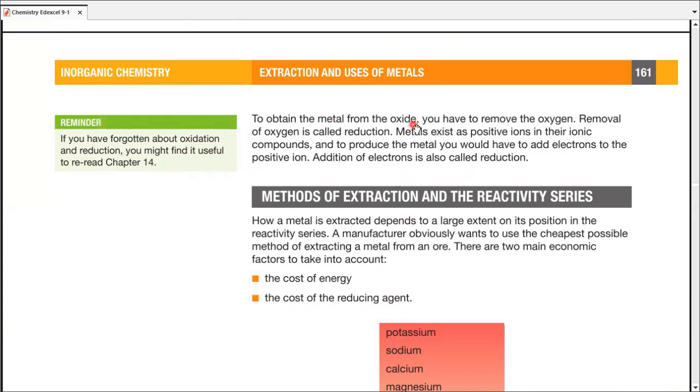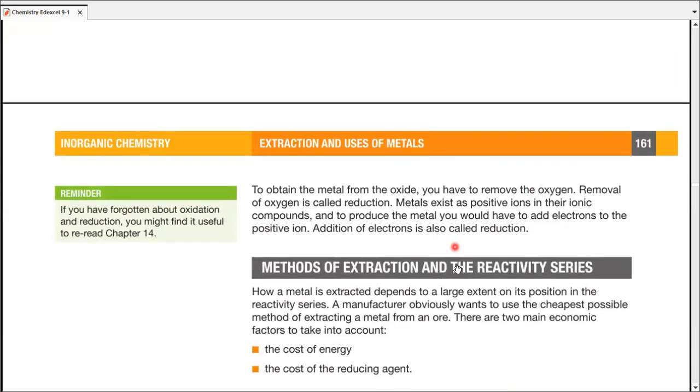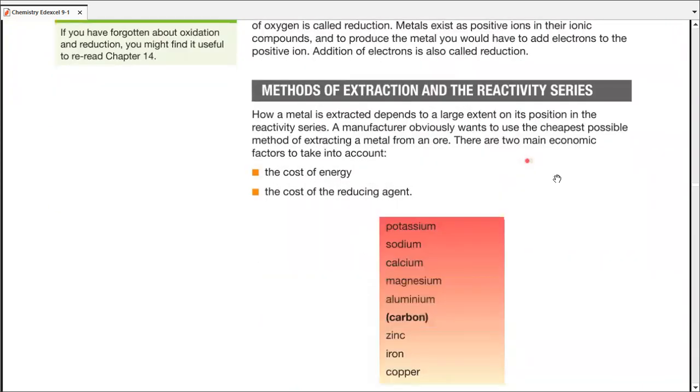To obtain the metal from the oxide, you have to remove the oxygen. Removal of oxygen is called reduction. Metal exists as a positive ion in its ionic compound, and to produce the metal, you have to add electrons, which means addition of electrons is known as reduction. In order to extract the metal, we will reduce the oxide. Now, how much of a metal is extracted depends, to a large extent, on its position in the reactivity series.